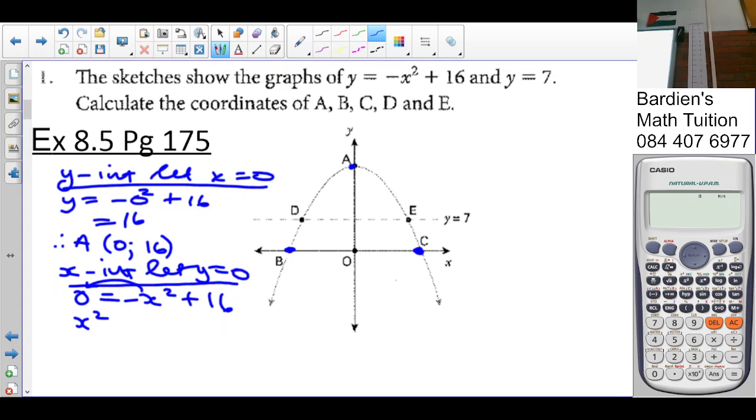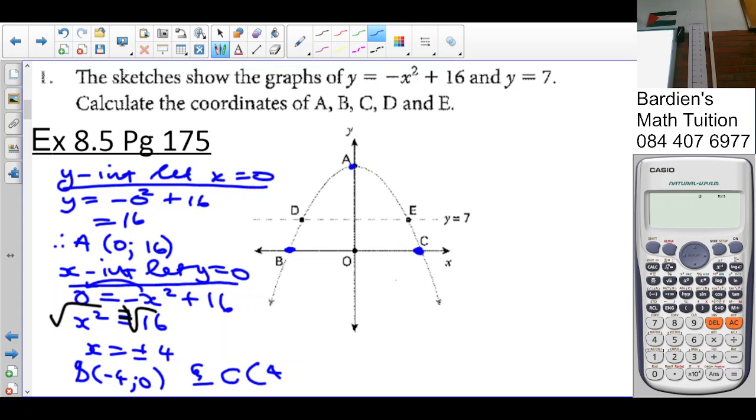So I get x squared is equal to 16. If I introduce square root, what must I not forget? Plus minus. So x is equal to plus minus 4. So what is B? Minus 4 and 0. And C? 4 and 0. Okay, you guys understand? Right. Next. D and E.